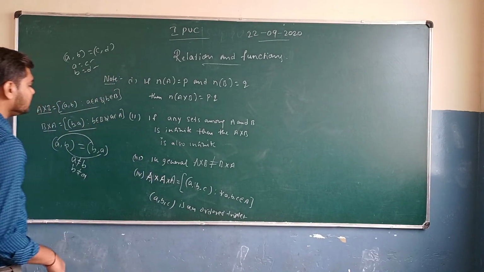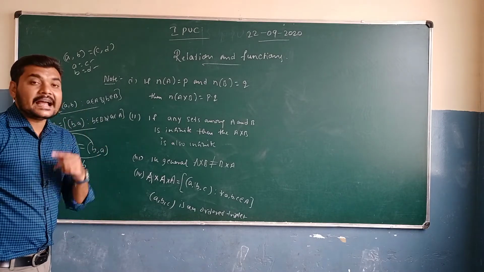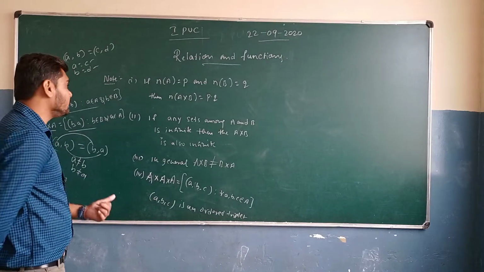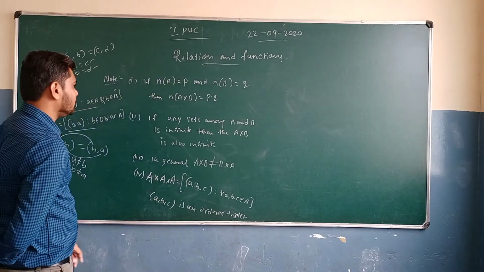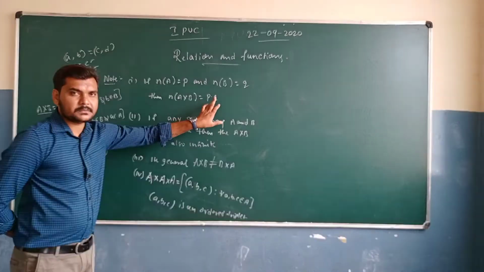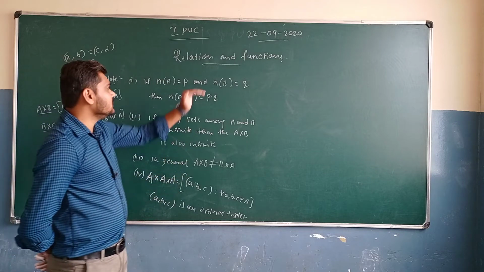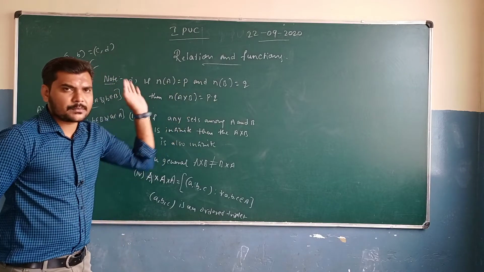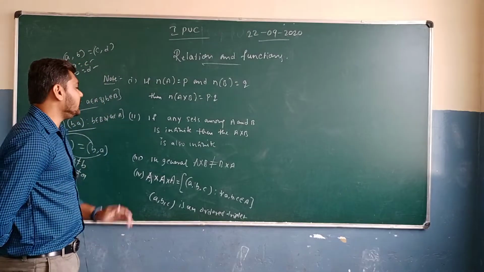Okay, so observe these four key notes for the definition and concept of an ordered pair, the equality of an ordered pair, and the Cartesian product of two sets. If n(A) is equal to p, the number of elements in A is p, and the number of elements in B is q, then the total number of elements in the Cartesian product A cross B is p times q. That means the number of elements in set A into the number of elements in set B is the total number of elements in A cross B.